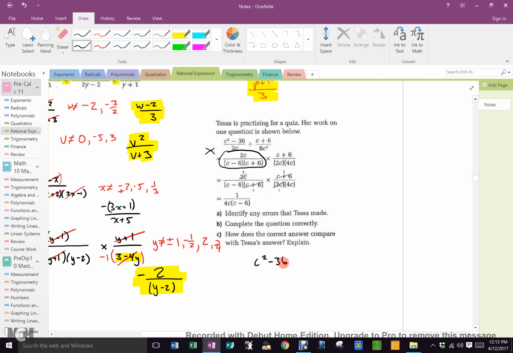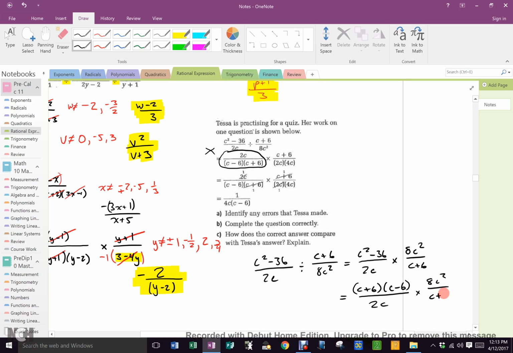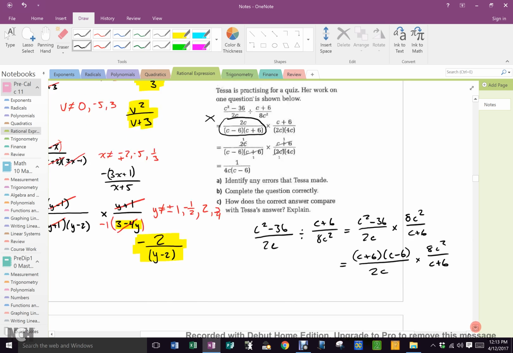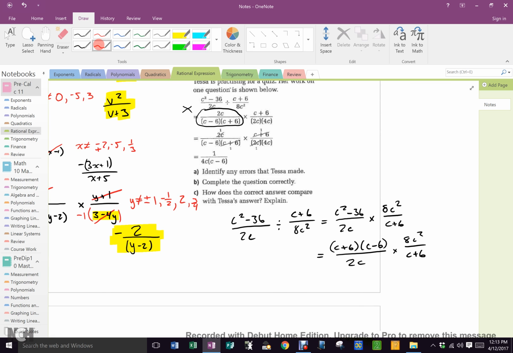C squared minus 36 over 2c divided by c plus 6 over 8c squared. So let's fix it up properly. C squared minus 36 over 2c times 8c squared over c plus 6. C plus 6, c minus 6 over 2c times 8c squared over c plus 6. Now we got to do our restricteds. C cannot equal 0, and c cannot equal negative 6.